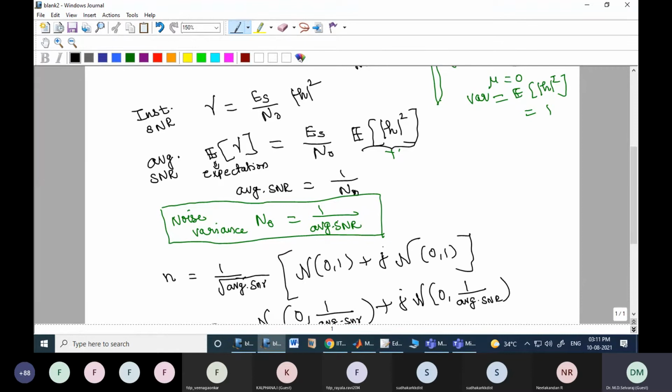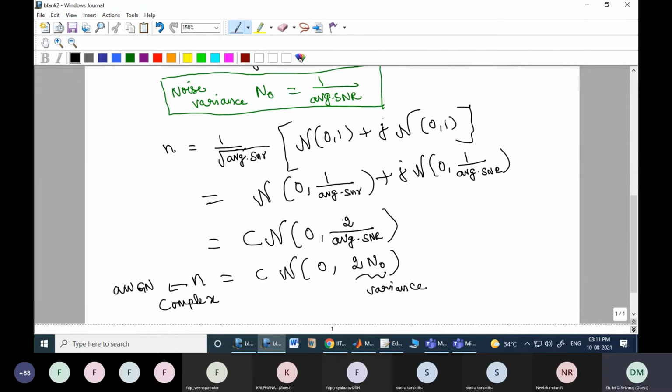Now how to set the variance for the additive white Gaussian noise? N is a random variable. For that I have to set the variance.